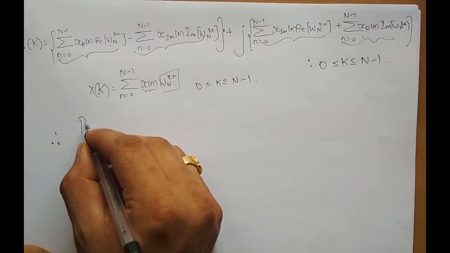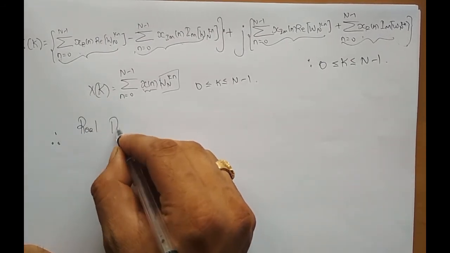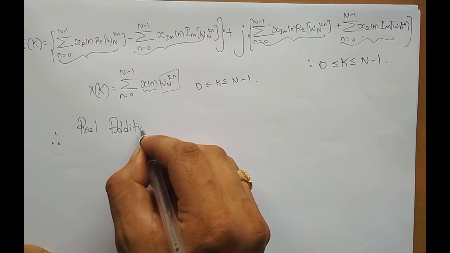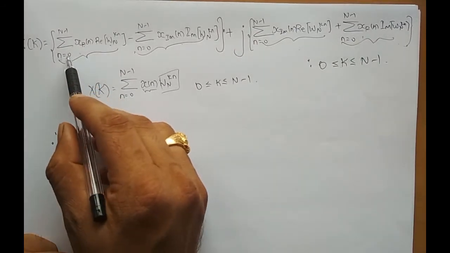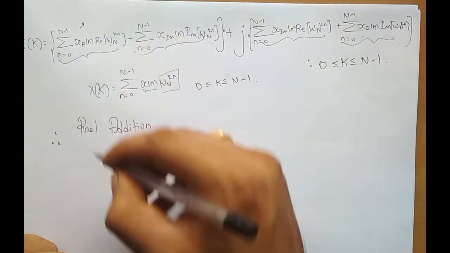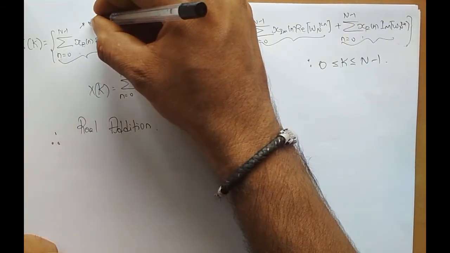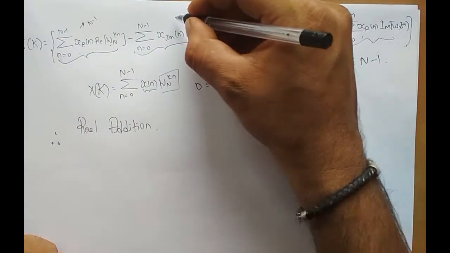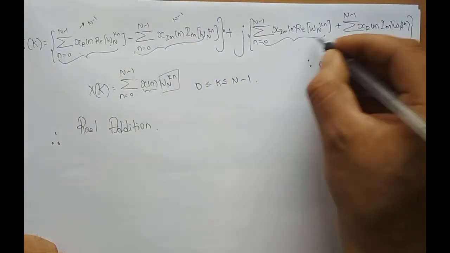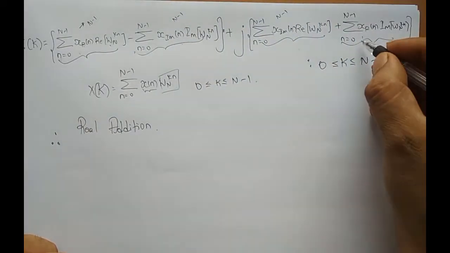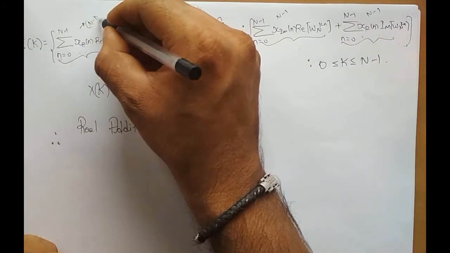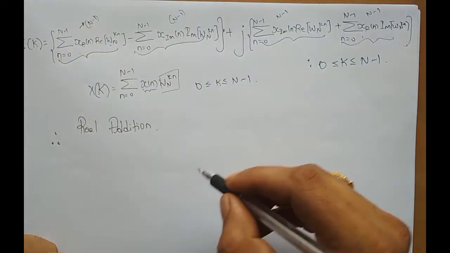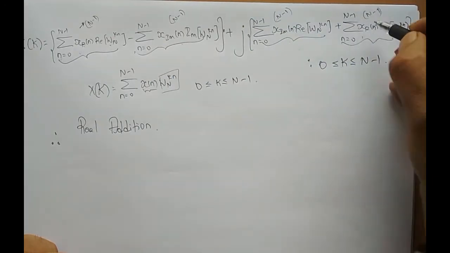Therefore, I'm talking about real addition. For one value of k, how many additions does this require? It is n minus 1. This summation part requires n minus 1, this summation part requires n minus 1, this summation part requires n minus 1. Fine. So this requires n minus 1 terms of addition and so on.